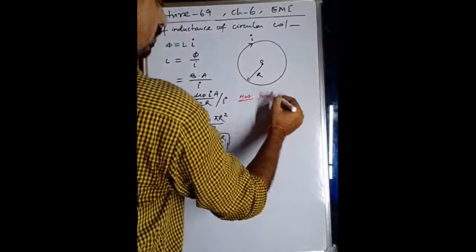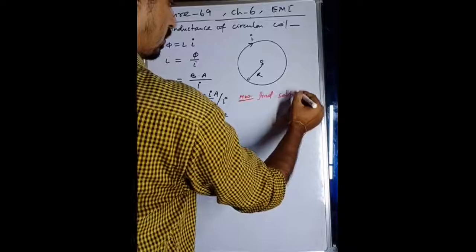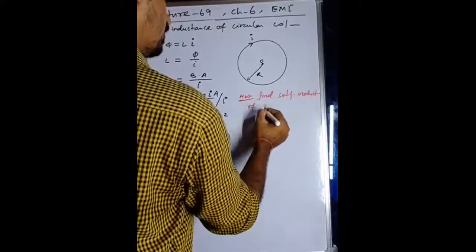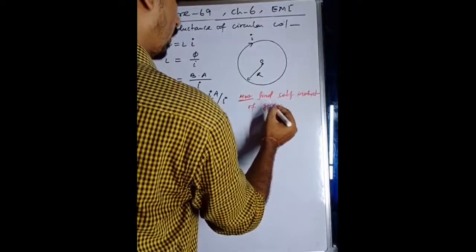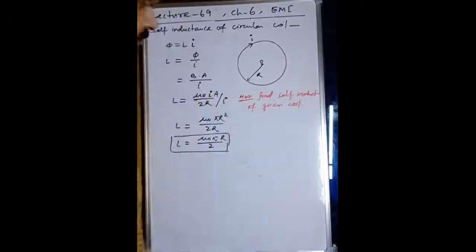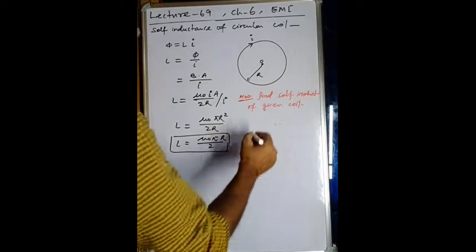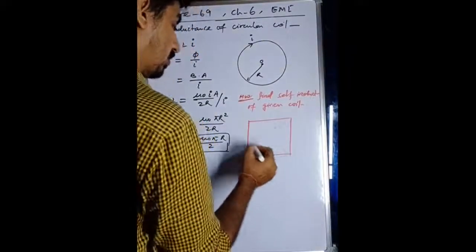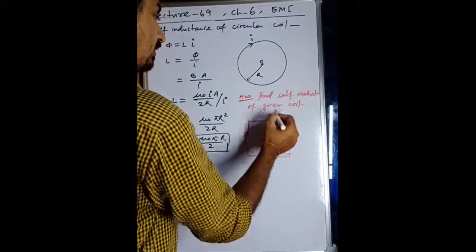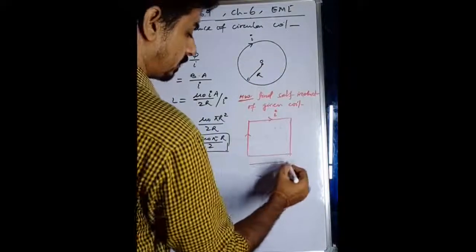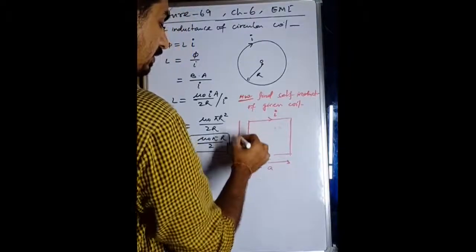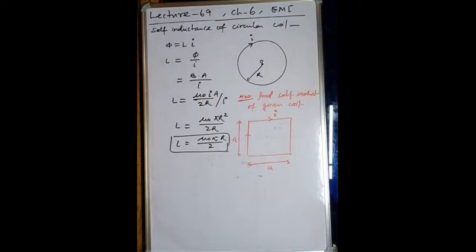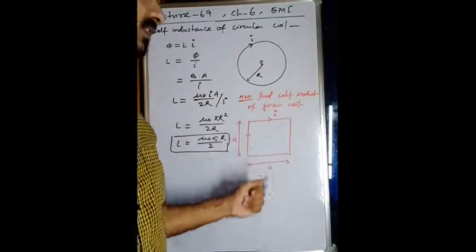Find self-inductance of a given coil. Here I am giving you a coil. You have to find the self-inductance of this coil. This is a square coil through which current I is flowing, and the side of this coil is A. This is the square coil of side A. You have to find the self-inductance of this coil.